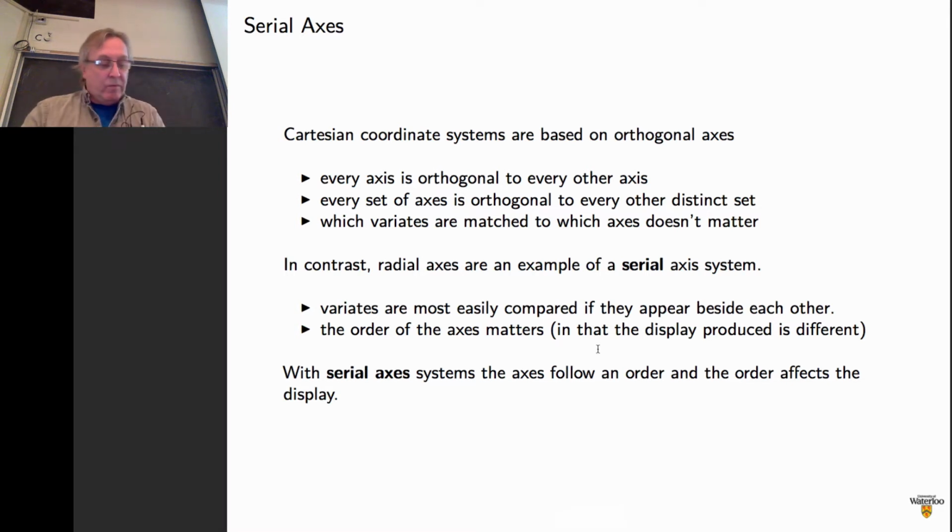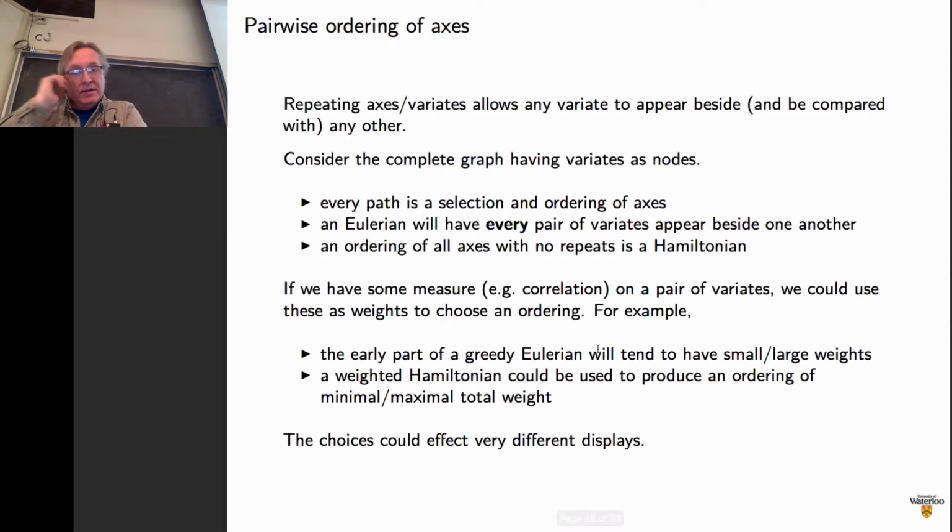So what we want to worry about are the effects of that order. And we've seen that before in the past. When we're looking at comparing distributions, we're thinking about the order in which the comparisons were made. So we know one way to get around that, and that would be by repeating the axes and making sure that every axis appears beside every other axis, so at least you see every pair. So you will see W and Y somewhere.